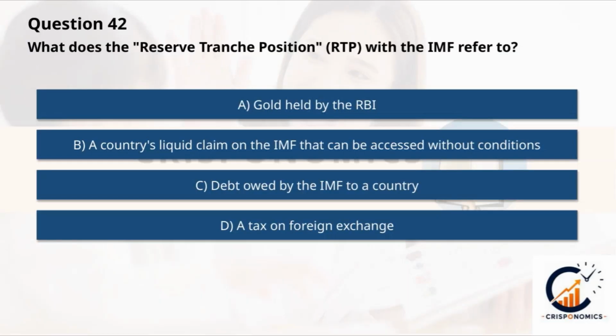Let's break down what the Reserve Tranche Position, or RTP, with the IMF really means. It's not about gold held by the Reserve Bank of India, nor is it debt the IMF owes to a country. It's also not a tax on foreign exchange. Instead, the RTP represents a country's liquid claim on the IMF, funds that can be accessed without any conditions. In other words, it's money the country can draw on freely from its IMF quota.